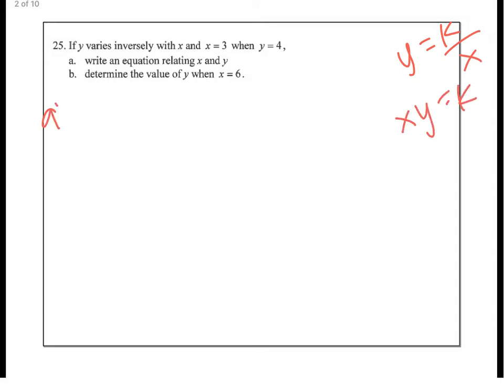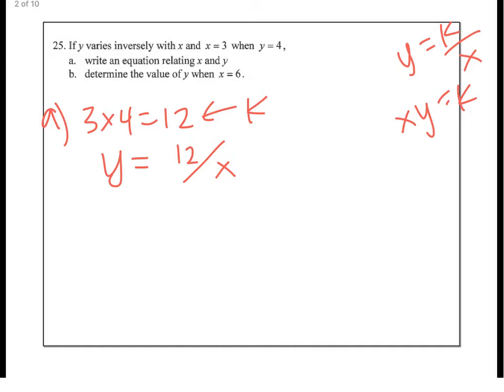So in A, they're asking for us to write an equation. Well, I have to know what the value of k is. To get the value of k, I'm just going to multiply x times y, so 3 times 4 is equal to 12. That's my k value. So now my equation simply is y is equal to k, which is 12, divided by x. Done.